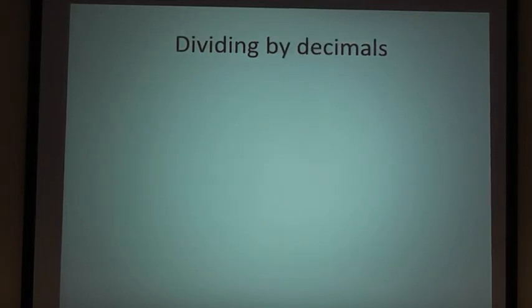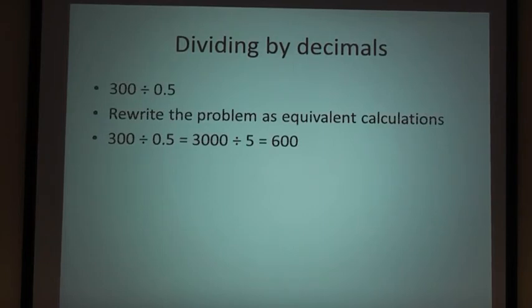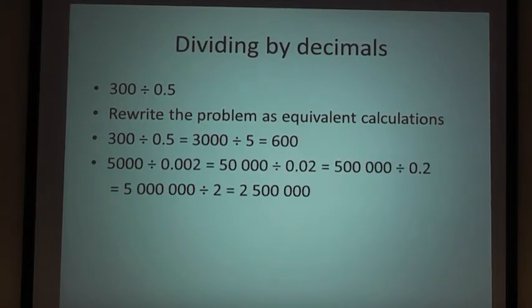If you try some more dividing decimals, 300 divided by 0.5, rewriting it again, it's the same as 3000 divided by 5, which is 600. Another one, 5000 divided by 0.002, is 50,000 divided by 0.02, which is 500,000 divided by 0.2, which is 5 million divided by 2, which is 2.5 million. 2,500,000. So have a try of this one.